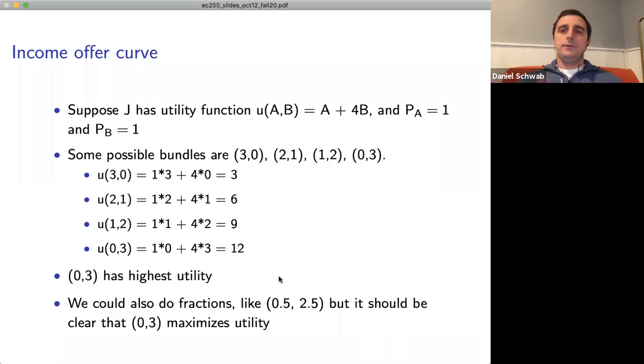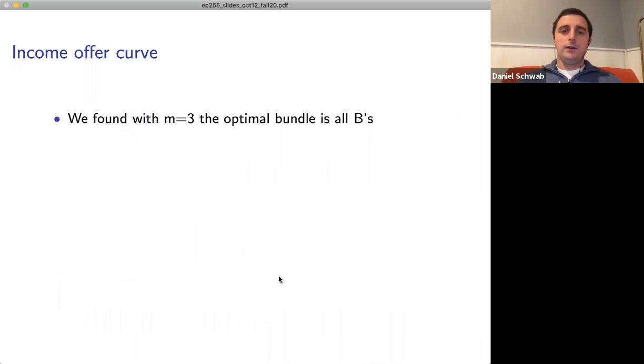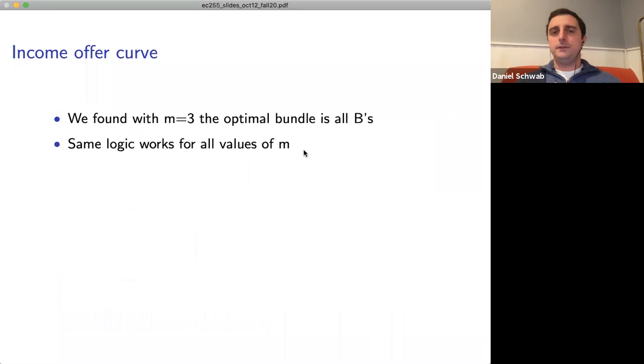Okay, so that's what we have so far. So we found with m equal to 3, the optimal bundle is all b's. That's what we just did. But this is going to work for all values of m, right? If you're doing m equals 2 or m equals 20, you're going to have that same idea, right? Why would I spend $1 on apples and get 1 utility when I could spend that same dollar on bananas and get 4 utility? So there's just not any reason to buy any apples in this problem.